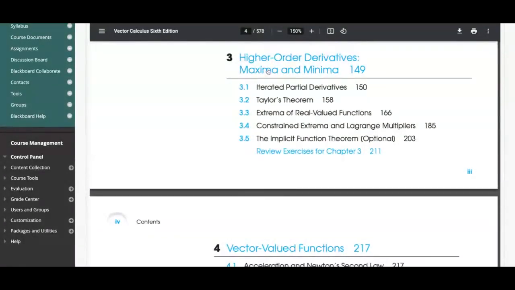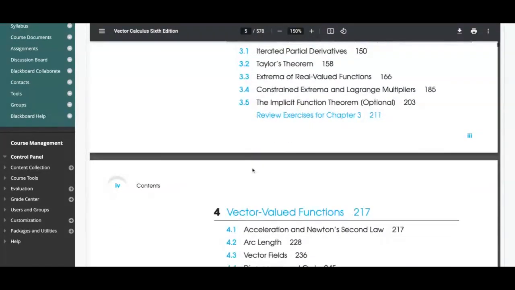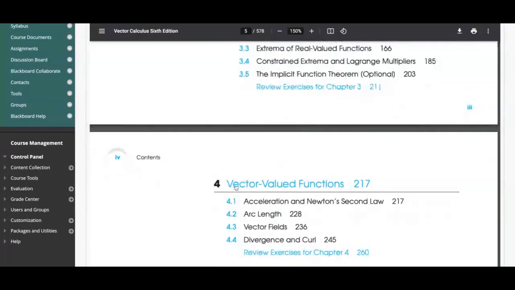So we're finishing chapter 3. I'm going to address a little bit of 3.5, the implicit function theorem, which is not going to be on the exam. Then tomorrow I'm going to talk about starting chapter 4.